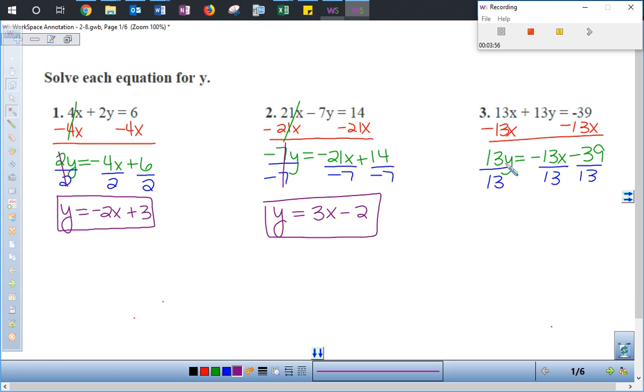So 13y divided by 13 leaves me with y. Negative 13x divided by 13 leaves me with a negative 1x, so I'm just going to write it as a negative x. And a negative 39 divided by a positive 13 is a negative 3. My pen would write a 3. So y equals negative x minus 3. Make sure you box your answer so it's easy to find where your solution is.